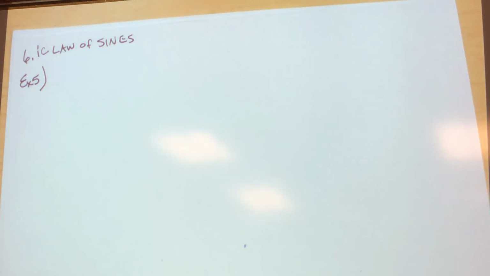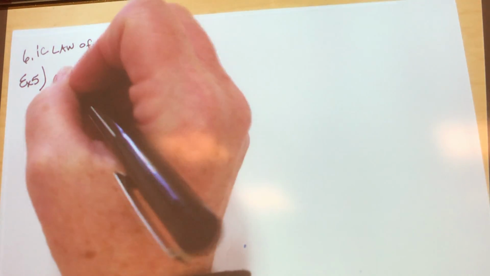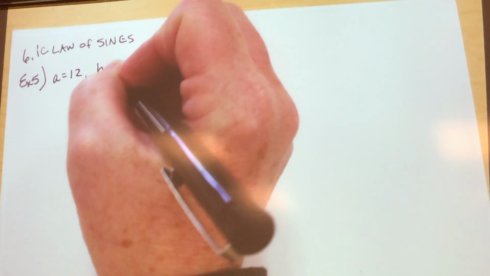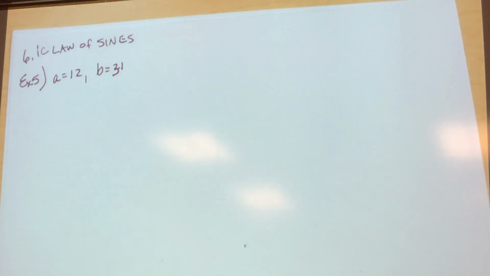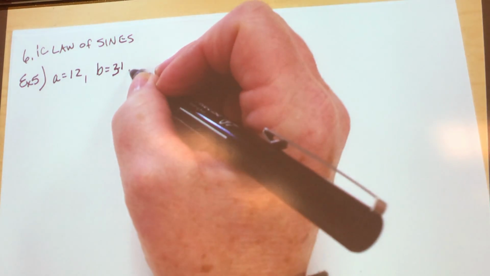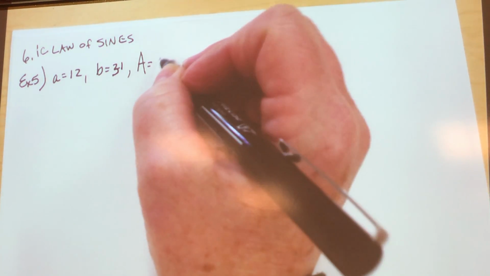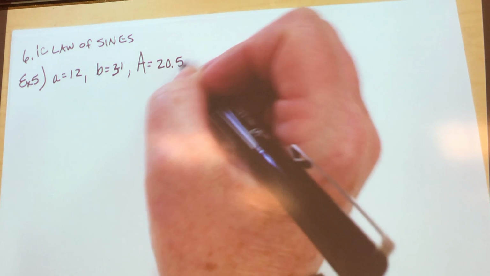Okay. This is going to be a difficult problem. This is probably one of the most difficult problems that you will have. So if you don't mind it, you'll be good. All right, so A is equal to 12, B is equal to 31, and angle A is equal to 20.5 degrees.